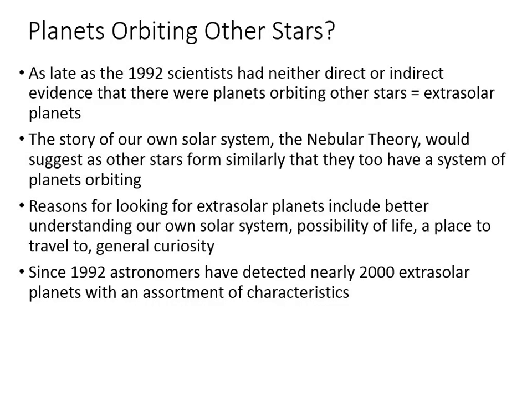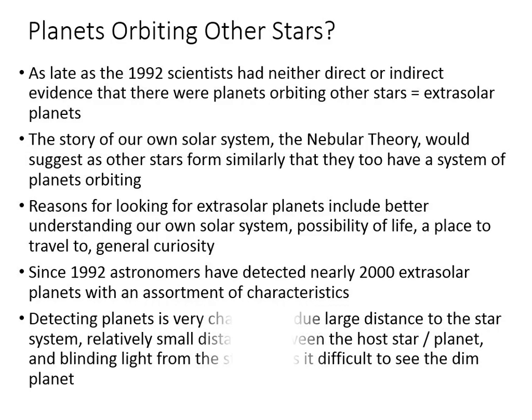Since then they've found nearly 2,000 planets orbiting other stars with an assortment of characteristics. We're going to see that some planets are easier to find than others. But what makes it challenging to see those planets is how small they are, and how close they are to the host star and the blinding light from the host star.